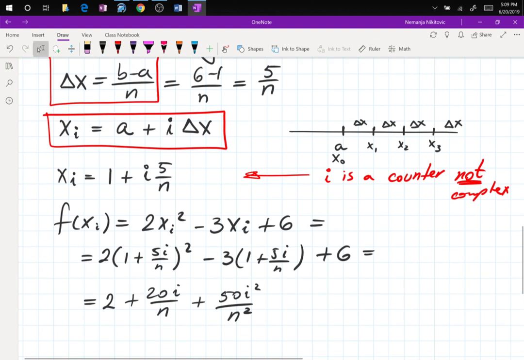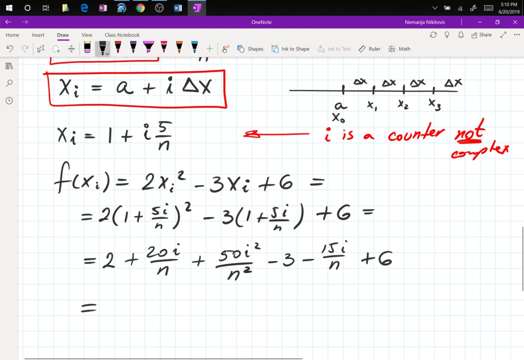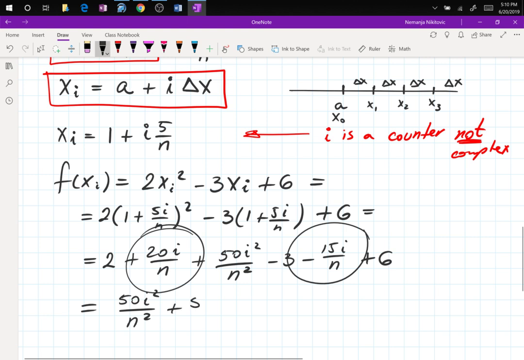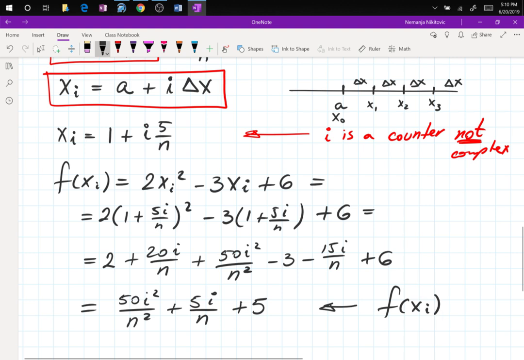And then the next part for us is to just distribute negative 3. So we have negative 3 and negative 15i over n, and finally plus 6. So now all of these will combine. I'm going to put 50i squared over n squared first. I can combine the two terms that have i over n. So that's going to be plus 5i over n. And finally combine 3 of these numbers. So 8 minus 3 is plus 5. Yay! I have my f of xi.